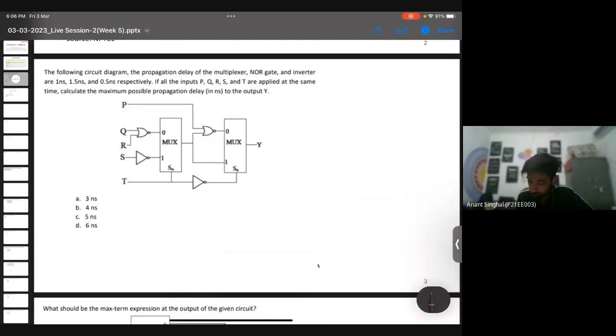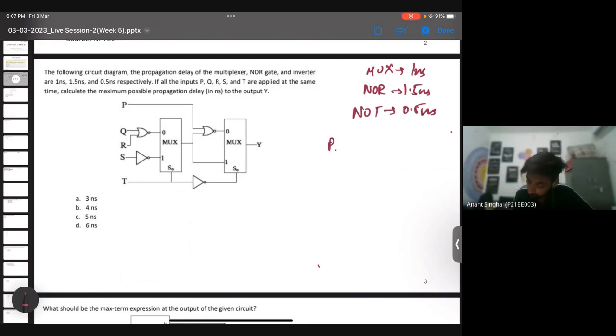Yeah. So this question says that in the following circuit diagram, the propagation delay of a multiplexer, NOR gate, and the inverter are given. For the mux, the propagation delay is 1 nanosecond. For the NOR gate, it is 1.5 nanoseconds. For the inverter, which is basically a NOT gate, it is 0.5 nanoseconds. If P, Q, R, S, T are applied at the same time, we need to calculate the maximum possible propagation delay.